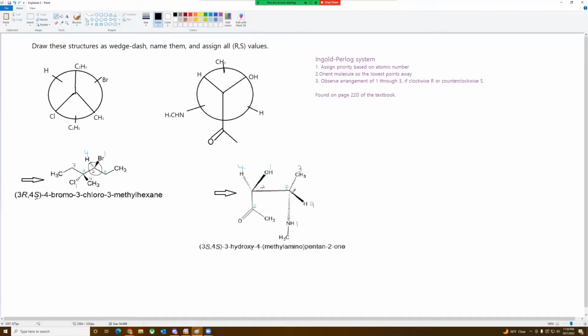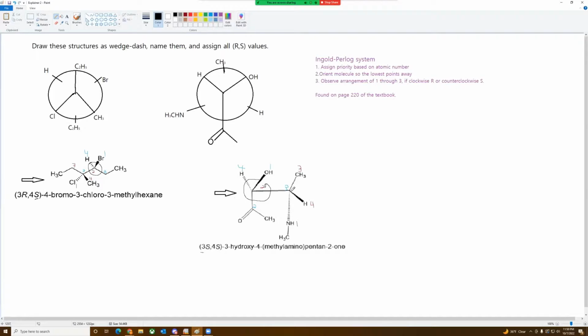This is a carbon that's bonded to a nitrogen. And this one's a carbon that's bonded to an oxygen. Oxygen has a higher atomic number. So actually this gets the priority over this. So you would have 1, 2, 3, and that is counterclockwise. So that would give us an S configuration, which is down here for the 3S.